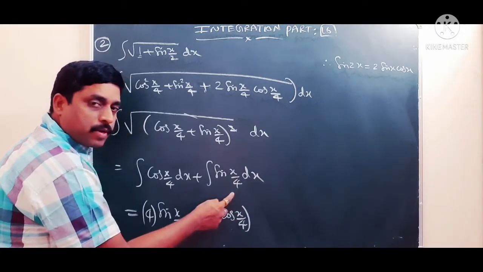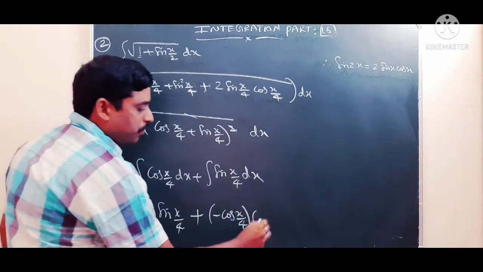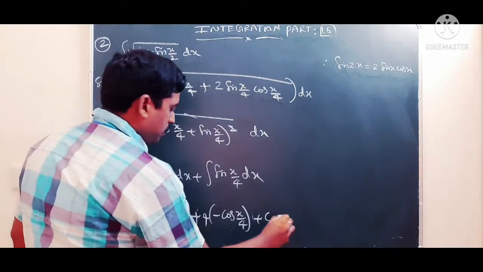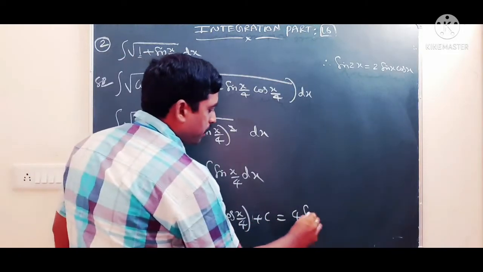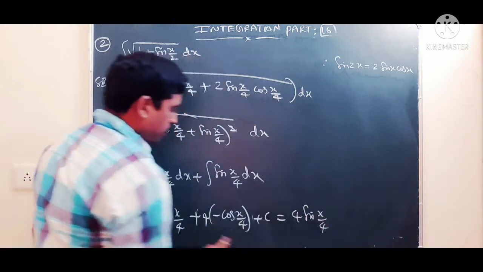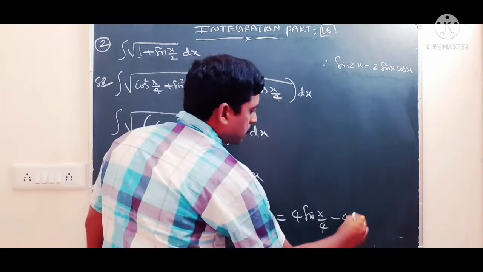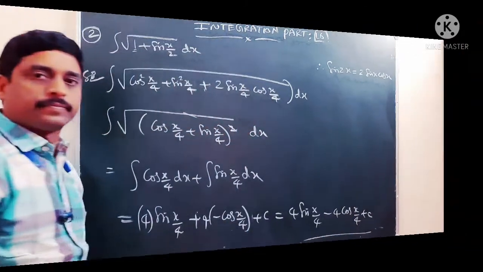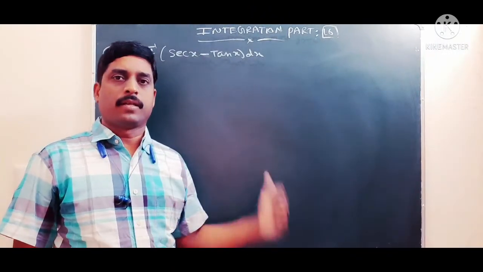But the derivative of x by 4 is 1 by 4, so the integration is into 4. So this is nothing but 4 sin x by 4, plus into minus, minus 4 cos x by 4 plus c. Okay, let us go to the next problem.